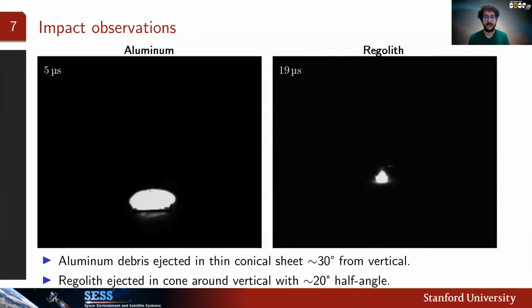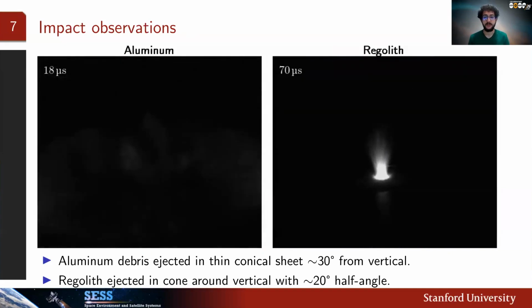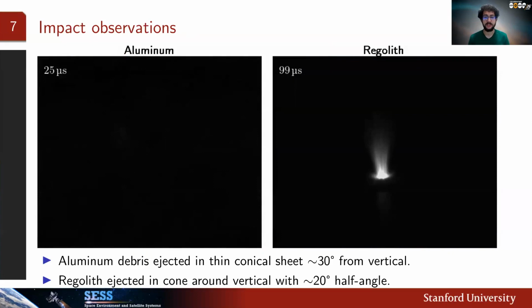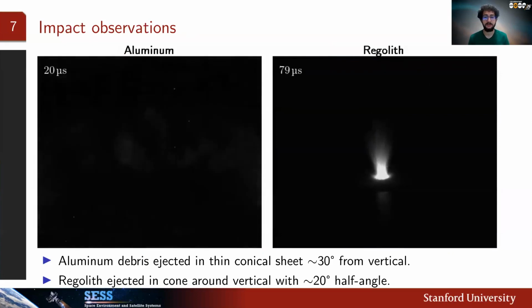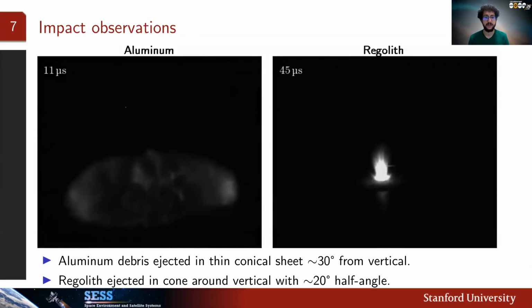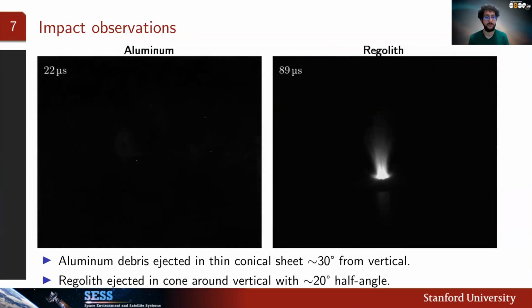So looking at the high-speed video from impacts on aluminum and powdered regolith targets, I first want to point out the very different timescales of the impacts. While the impact flash from the aluminum target lasts only about 20 microseconds, the regolith target continues to eject material for well over 100 microseconds.